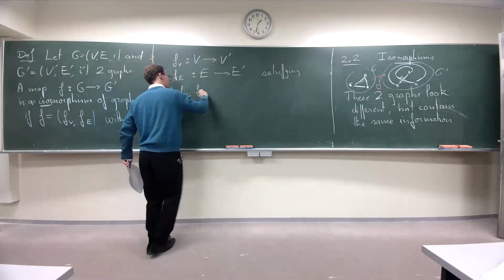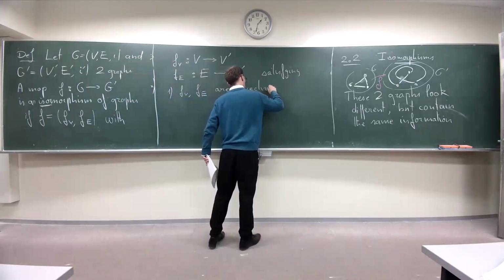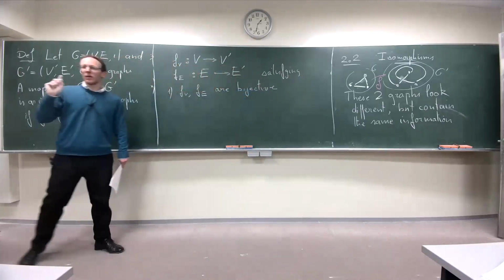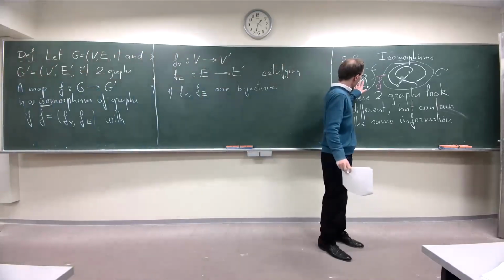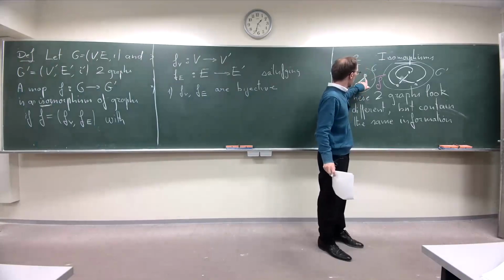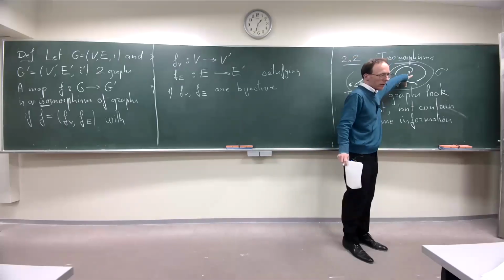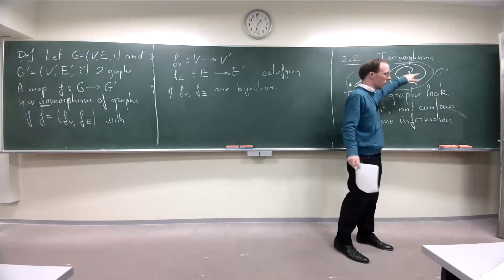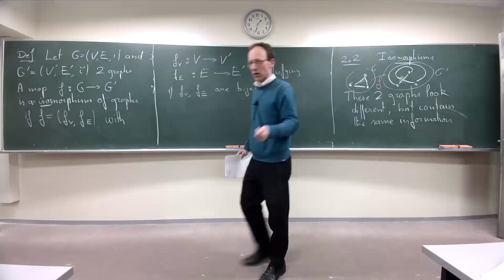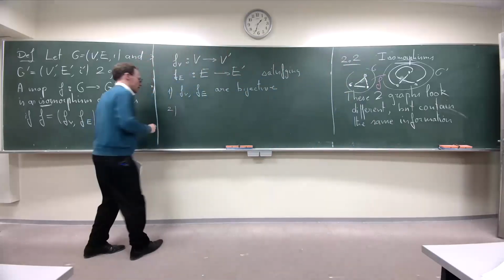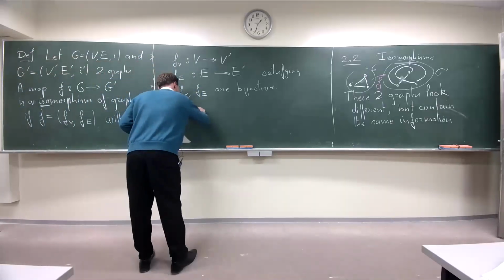These functions are bijective. This you probably know what it means. Bijective means it's injective and surjective, which means let's say 2 different vertices are sent to 2 different vertices, different edges are sent to 2 different edges, and you reach everybody. So it's injective and surjective. But there is a second condition, which is slightly more difficult to understand, but still it's natural.